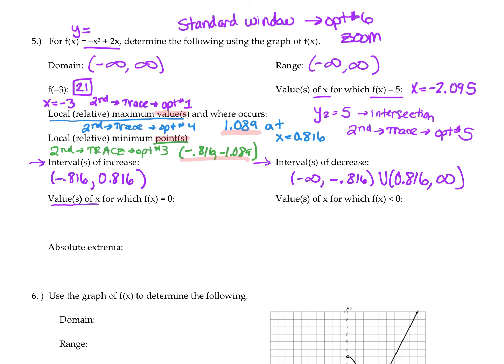Now it wants to know what are the values of x when f of x equals 0. We're going to use the 0 option for this because we're looking for our x-intercepts. So again, if you go to second trace, we're going to use option number 2. And when you do that, you will find that we have 3 x-intercepts. Well, you'll have to do second trace, option 2, actually 3 times. One at negative 1.414, one at 0, and another one at 1.414. So actually 3 x values or 3 x-intercepts.